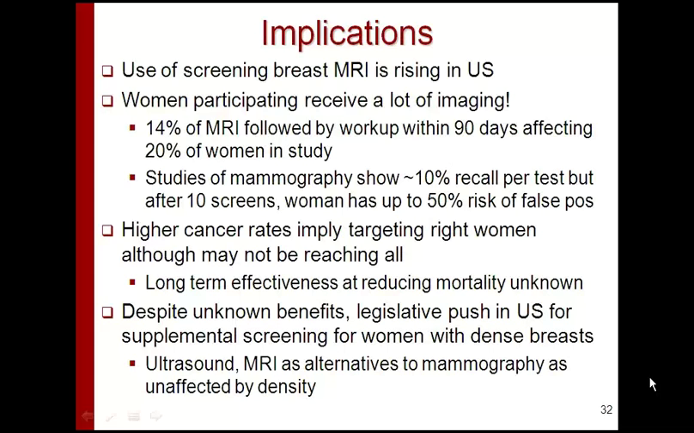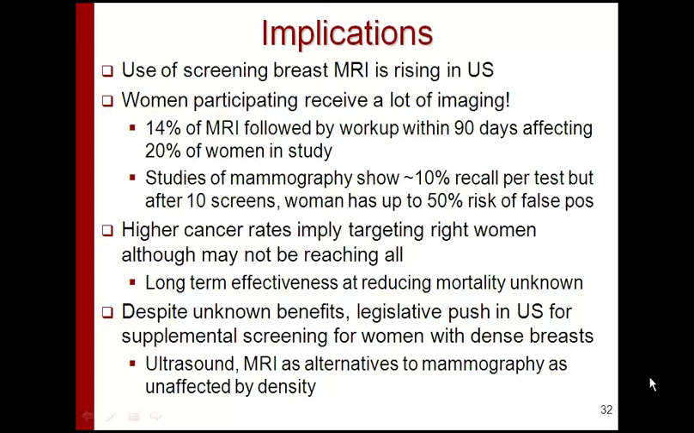Despite all the unknown benefits in the United States, there's a legislative push for women to be notified of their breast density and to have the suggestion that they would benefit from supplemental screening, so a screening test other than mammography. For women who have dense breasts, mammography doesn't perform as well, and you're at a little bit higher risk. So in the United States, different states are passing this legislation saying, if you have dense breasts, you may benefit from supplemental screening. Go talk to your doctor.